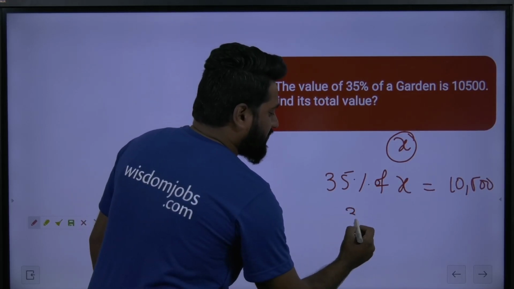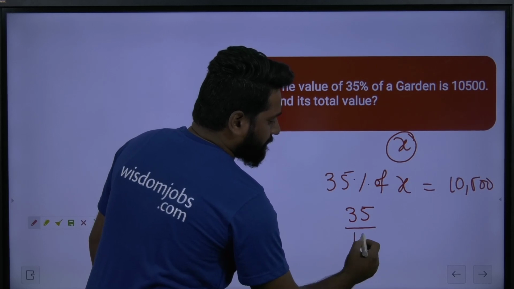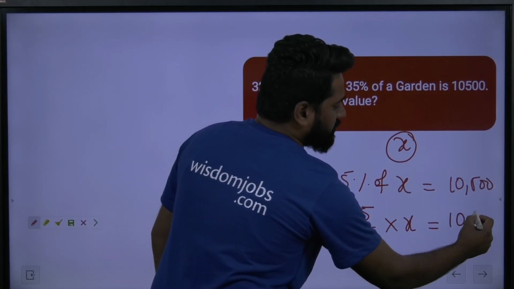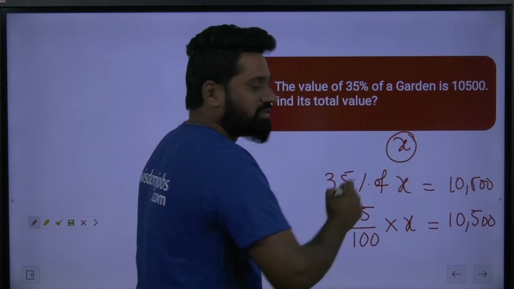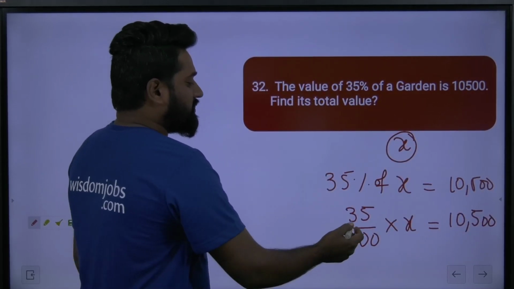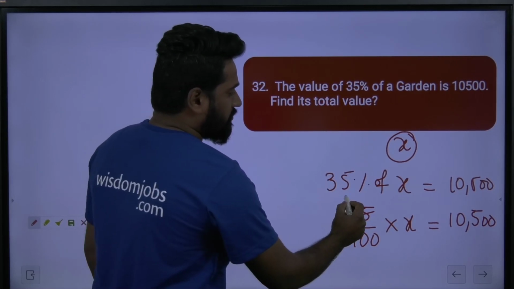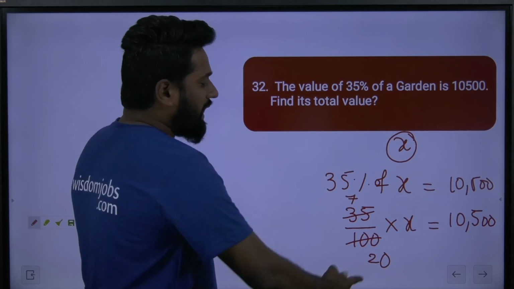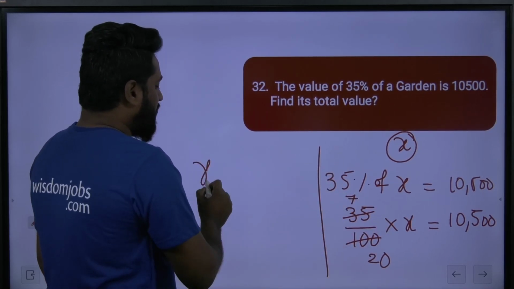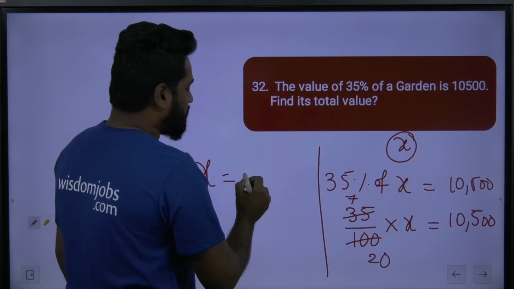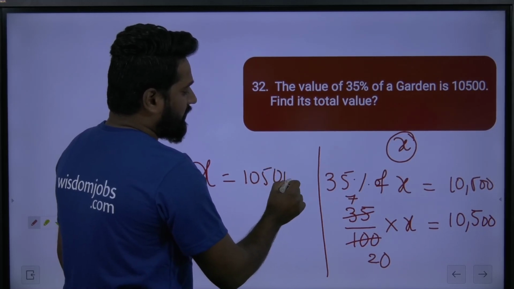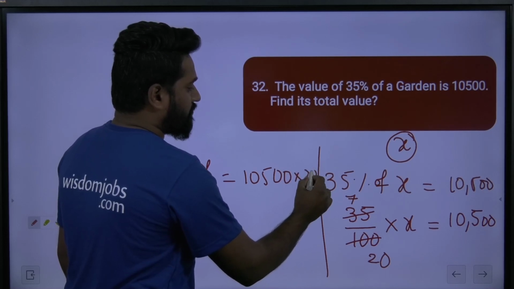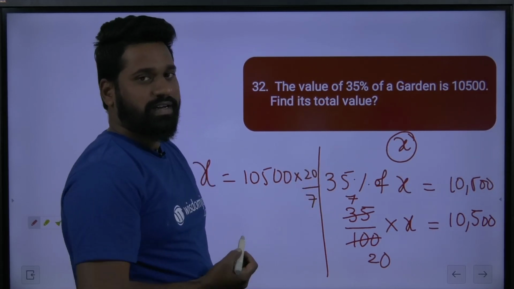So 35% means 35 by 100 into x is equal to 10,500. This is given. Coming to here, this is cancelled by 7, so 5 7s are 35, 5 20s are 100. And x can be written as what? If you take x here, it becomes reverse, that is 10,500, and this 7 by 20 becomes 20 by 7. Is it clear? This becomes 20 by 7.